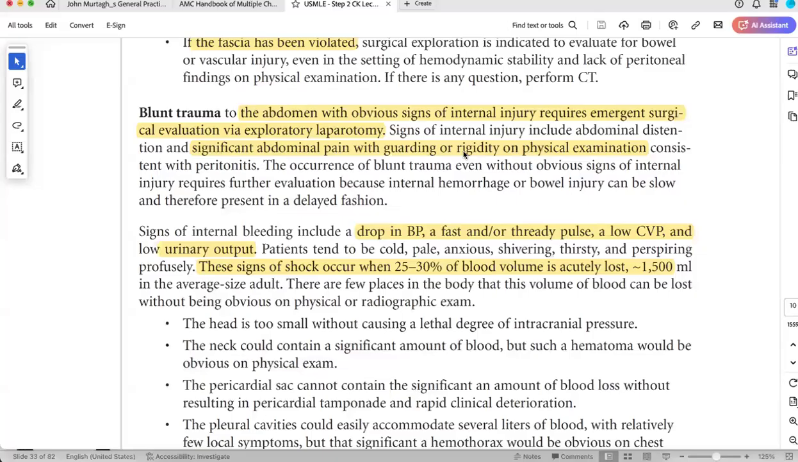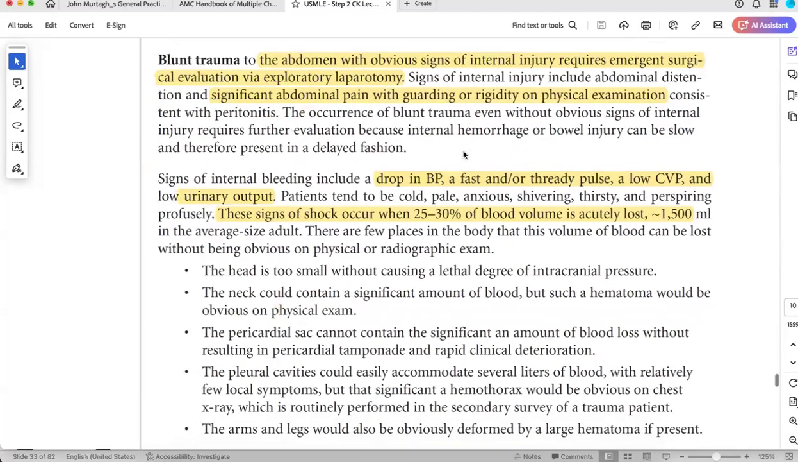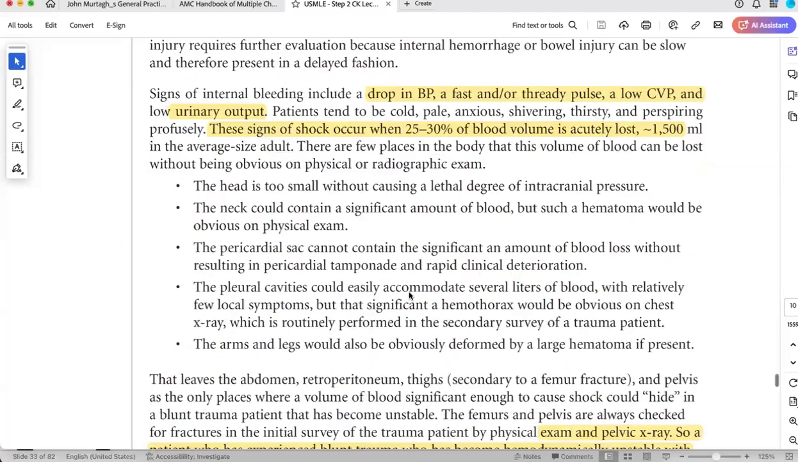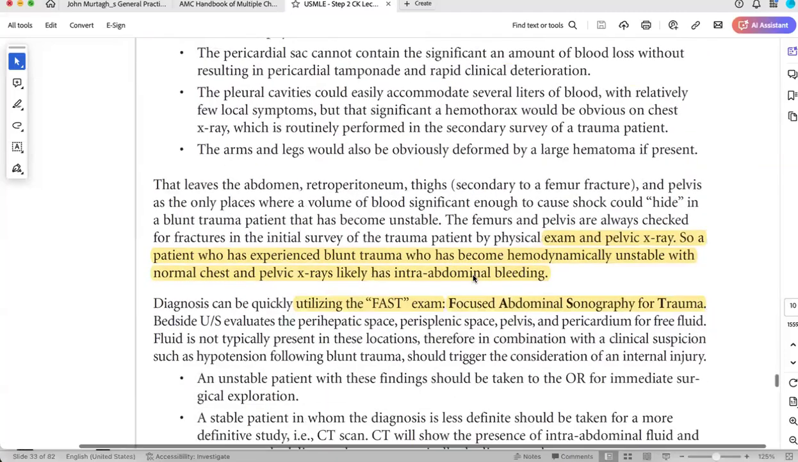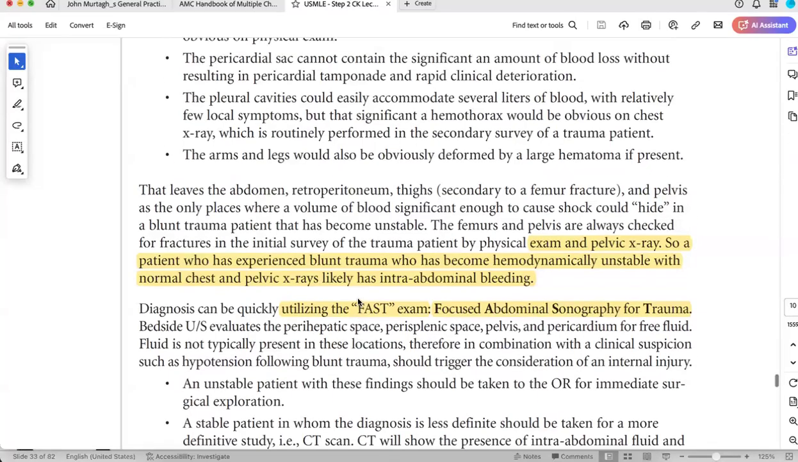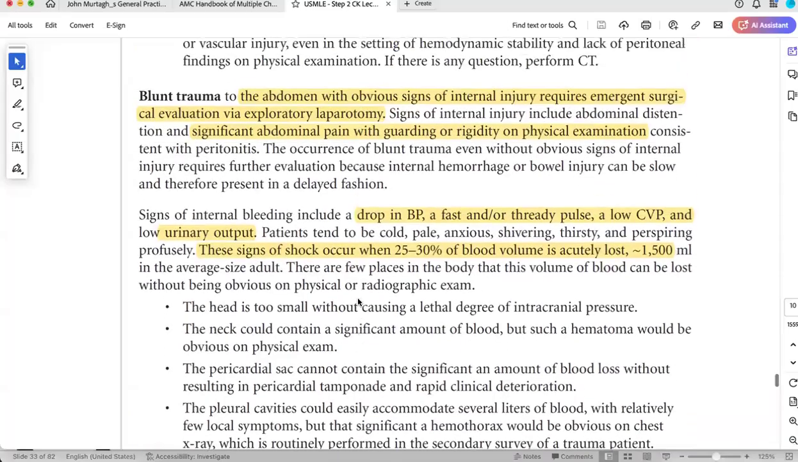Now, before you go for surgical exploration, you can actually do an investigation. In any blunt trauma patient, to find out whether the patient is bleeding inside, we can do a FAST scan. FAST is focused abdominal sonography for trauma. This is a bedside ultrasound which looks for any collection of free fluid in the abdomen. We do this FAST scan in an unstable patient. For a stable patient, you can just do a CT.